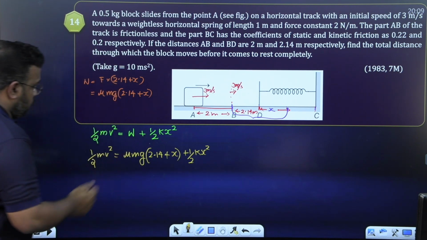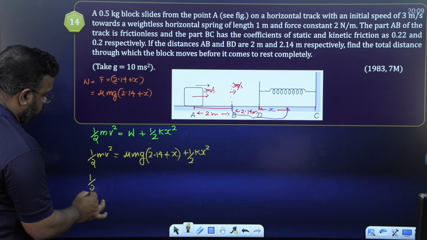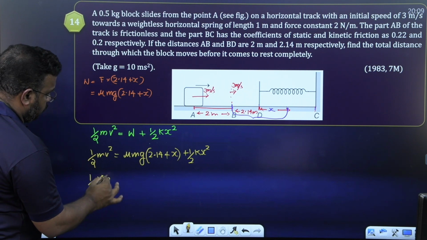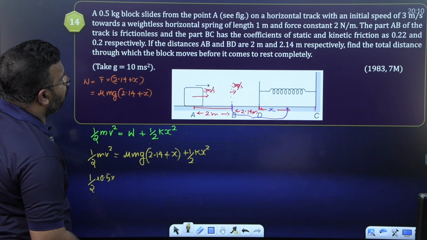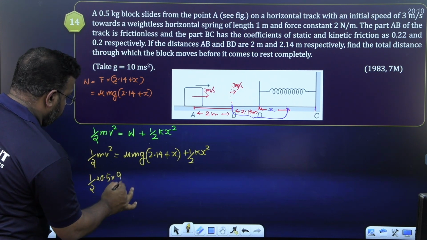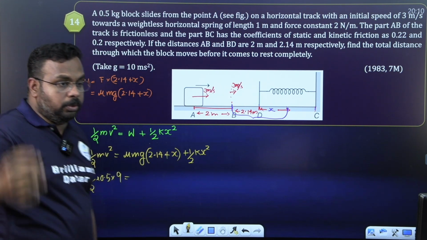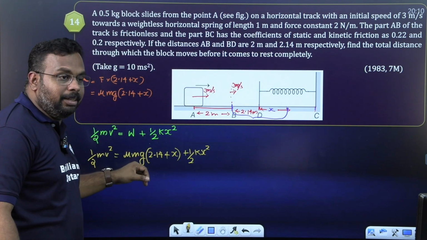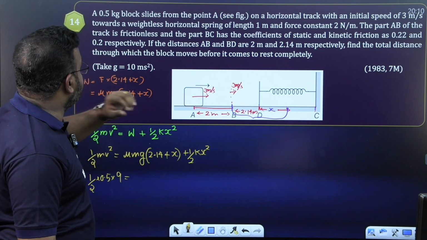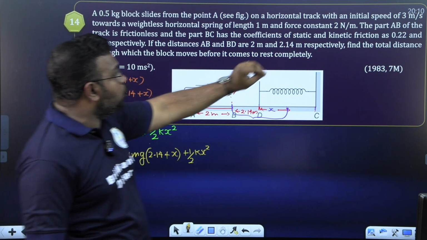So mass is 0.5, so half into 0.5 into v square. V is 3. 3 square is 9. Okay, one question to you. Here there is mu, right? Which value of mu we have to take? Because you know there are two mu values given.